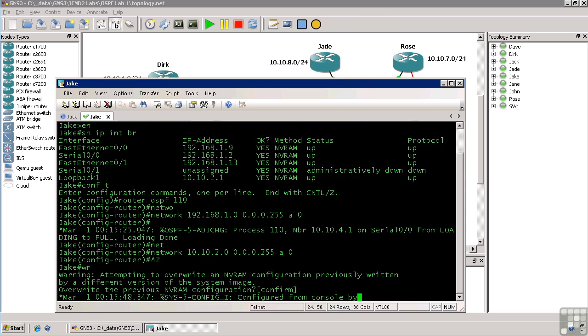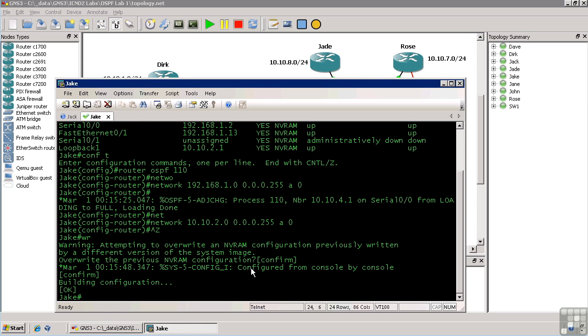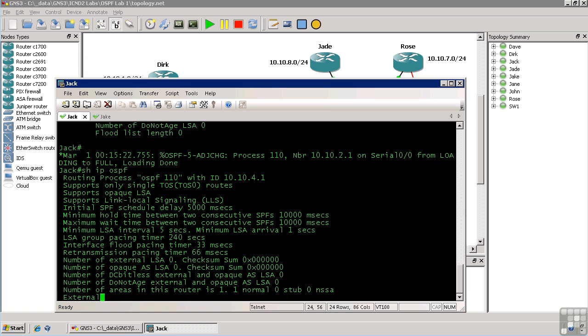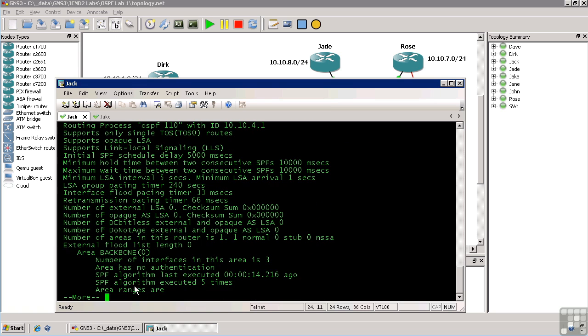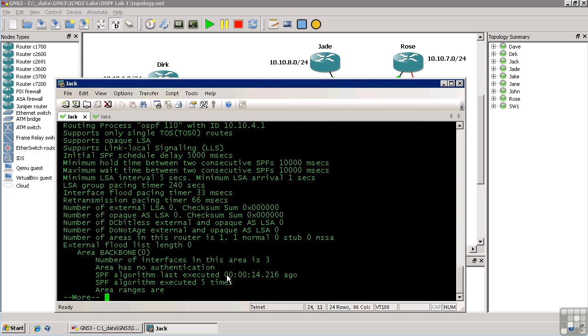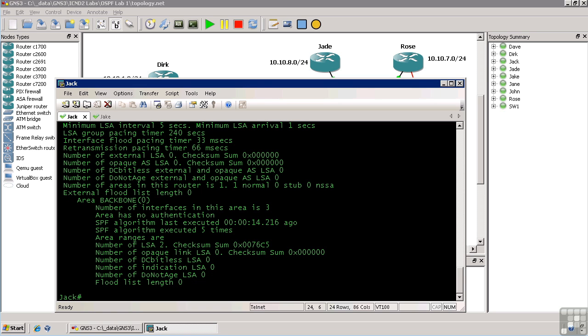Let's go ahead and write the config just to be on the safe side. And now that that's written, we can actually look over here on Jack. We get the same adjacency change message over here. So first, let's do show IP OSPF again. We'll see how many times the SPF algorithm has executed on this router. You see, the SPF algorithm has executed 5 times because we entered 2 network commands over here on Jake, and so that triggered 2 more iterations of the SPF algorithm. It was last executed 14 seconds ago when we last entered that network command.